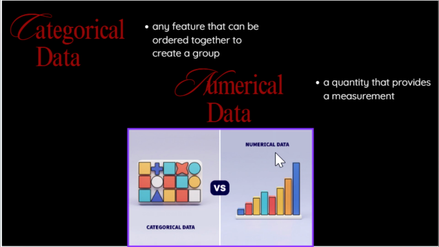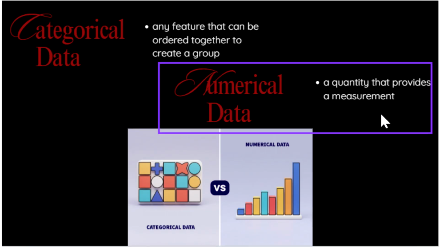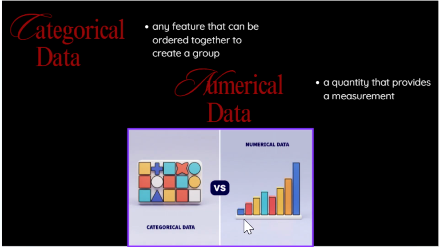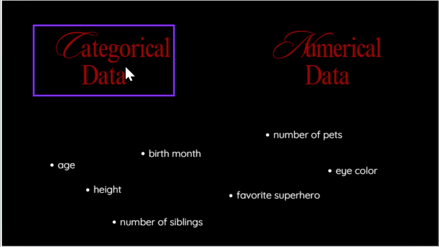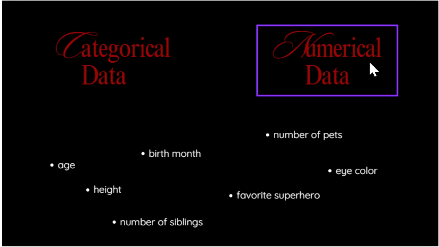And then numerical data is a quantity that provides a measurement, so anything that can be counted, okay? Like number of people with hats, number of people with glasses. So this is just groups, and this is numbers. For example, this would be eye color, and this would be number of eyes, okay? It wants us to sort these into the correct group, either categorical data or numerical data.